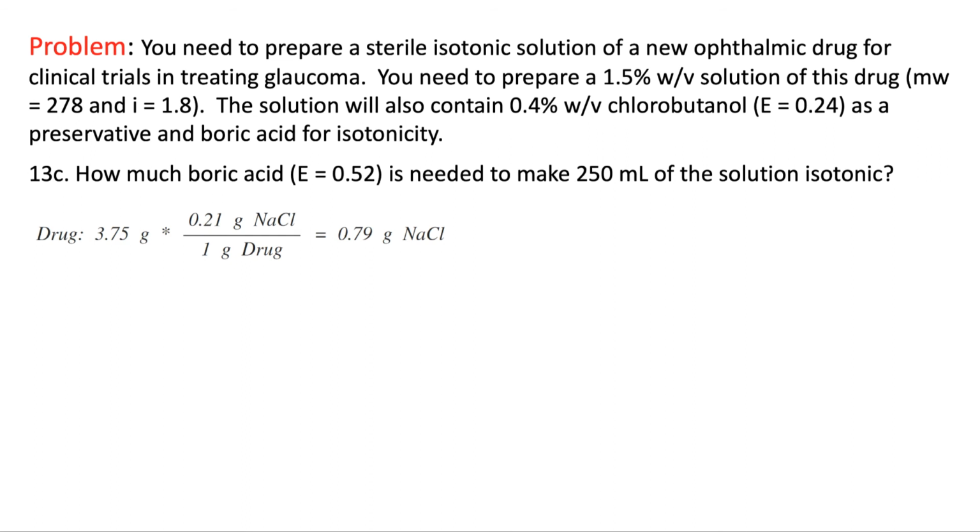And we can do that because our first part of this question was to determine its E value, which was 0.21. And remember, 0.21 for an E value means 0.21 grams sodium chloride per gram of drug. So if we multiply it like that, it's 3.75 grams of drug times 0.21 grams of sodium chloride over 1 gram of drug. Grams of drug cancel, and we're in grams of sodium chloride. And that number would be 0.79 grams of sodium chloride. That's the equivalent amount of sodium chloride that mimics osmotically the amount of drug we're using.